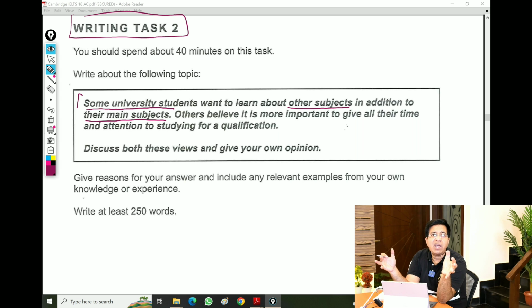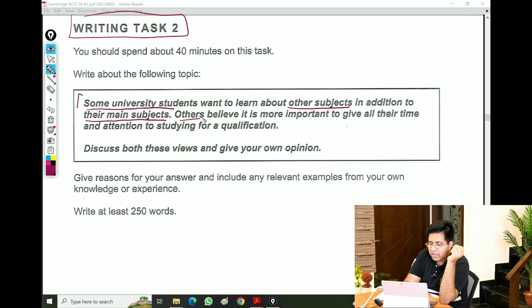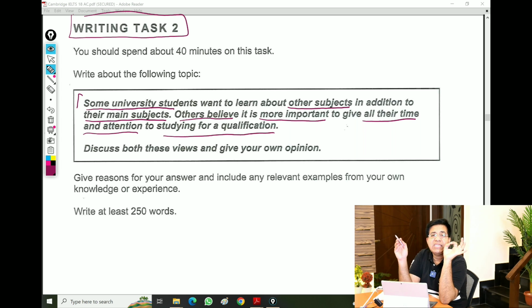And if you have good task response, then your grammatical range, your vocabulary, your coherence and cohesion will give you a good band score. And if you don't achieve task response, then the other 3 things will not give you a good band. Okay. Now, this is one side of the opinion. As in a discussion essay, they give you 2 sides of opinion. Others believe it is more important to give all their time and attention to studying for a qualification.